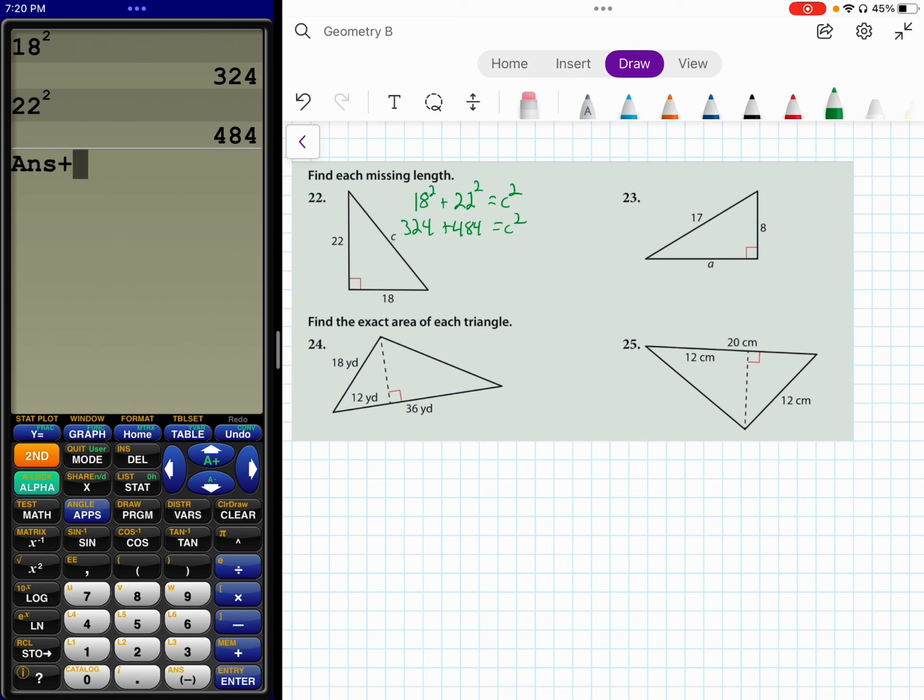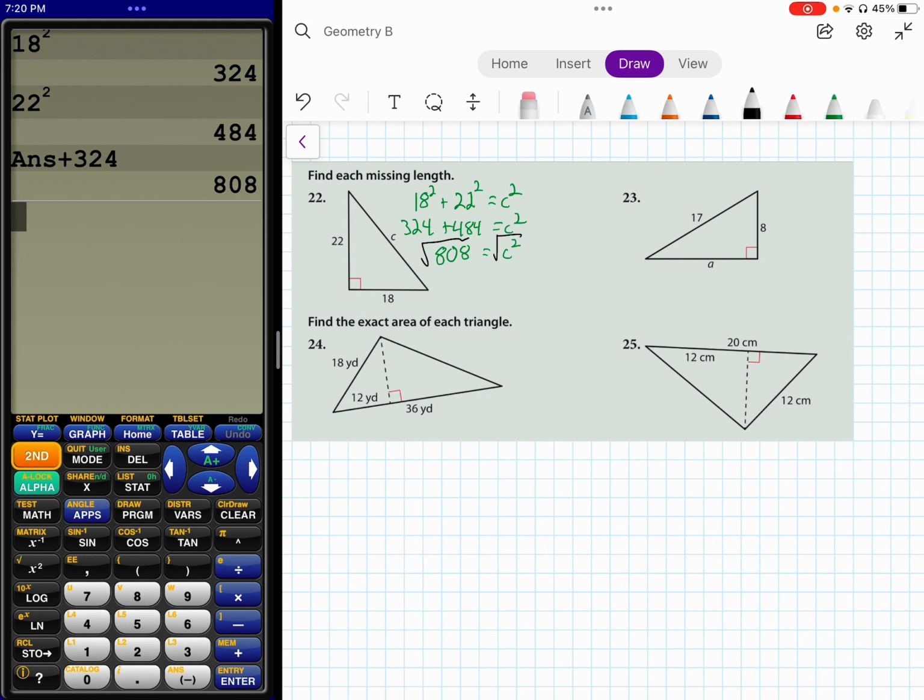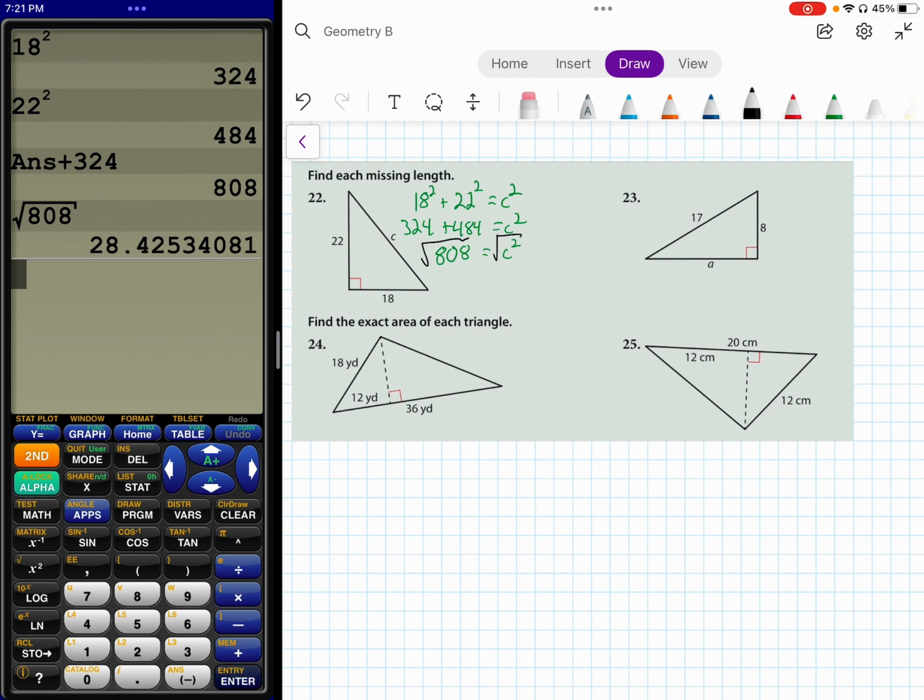So we'll take the 484 plus 324, which gives us 808 is equal to c squared. And in order to find the length of c, we're going to take the square root of both sides. So we can do the square root of 808, and that gives us approximately 28.4. And there weren't any units given, so I'll just write units.